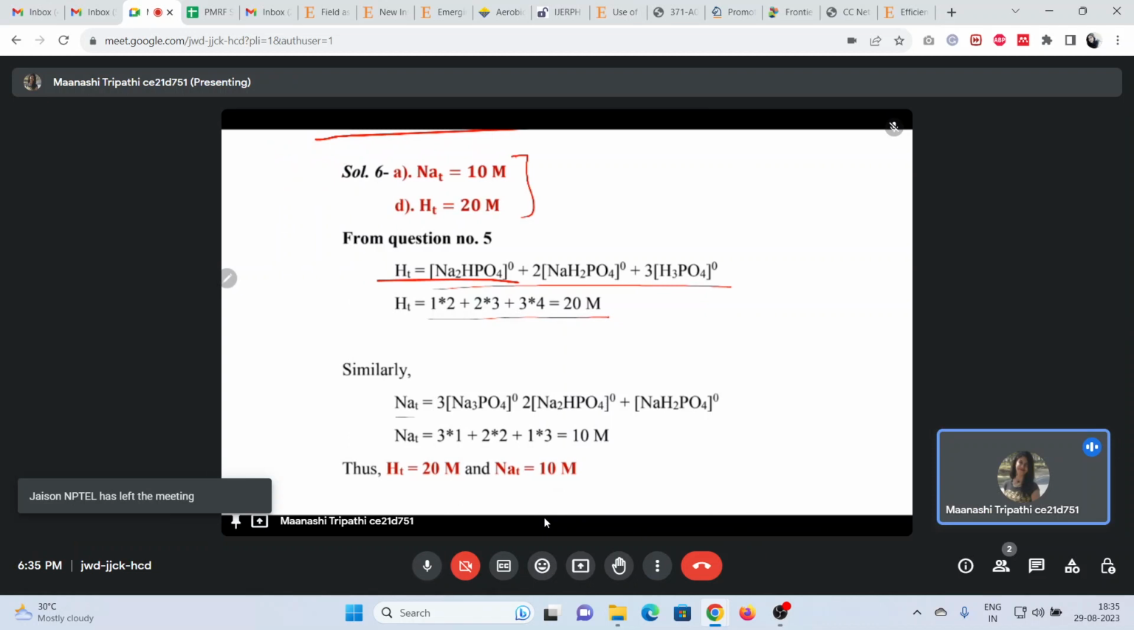So what is total HT? It is Na2HPO4 plus 2 into NaH2PO4 plus 3 into H3PO4. So this is how we got total HT, right? Similarly, we will repeat these things for other ions. Like for sodium, we will go to question number 5 and we can calculate the same thing for sodium ion, right? And on putting all these values, we will get HT and NaT. So this is your solution.